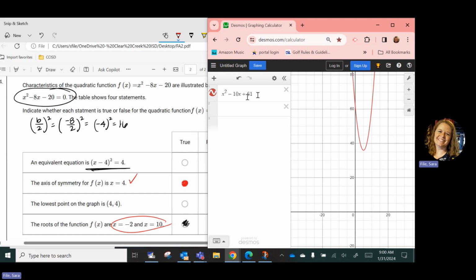Okay, so if I looked at this one graphically, it's x squared minus 8x minus 20.